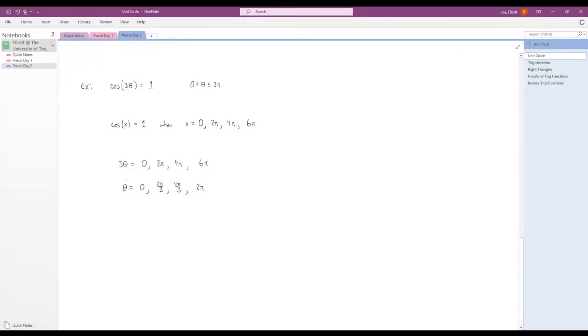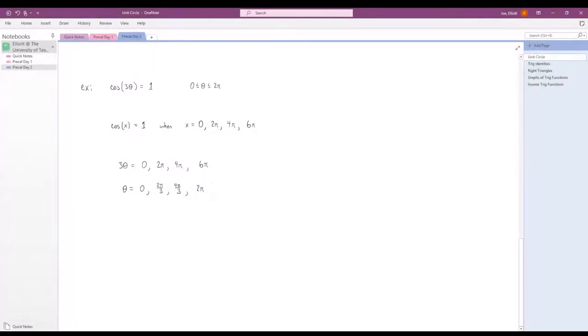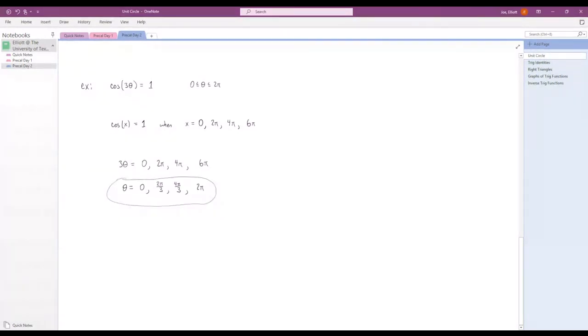So then here, this would be all the values of θ between 0 and 2π that solve this equation. And it's maybe worth noting, when we were thinking about 3θ, rather than stopping at 2π, we had to go all the way out to 6π, so that when we divided it by 3, we could get all the values of θ that we needed.